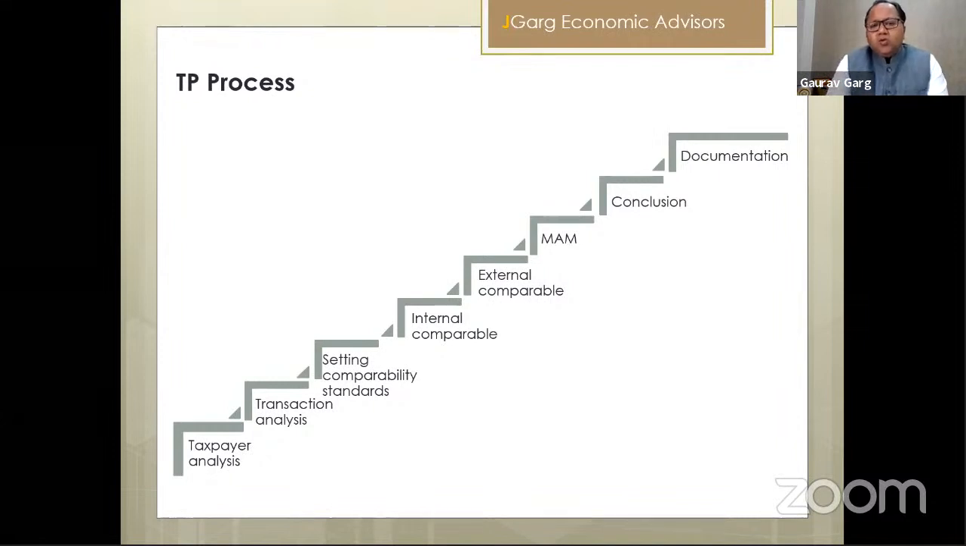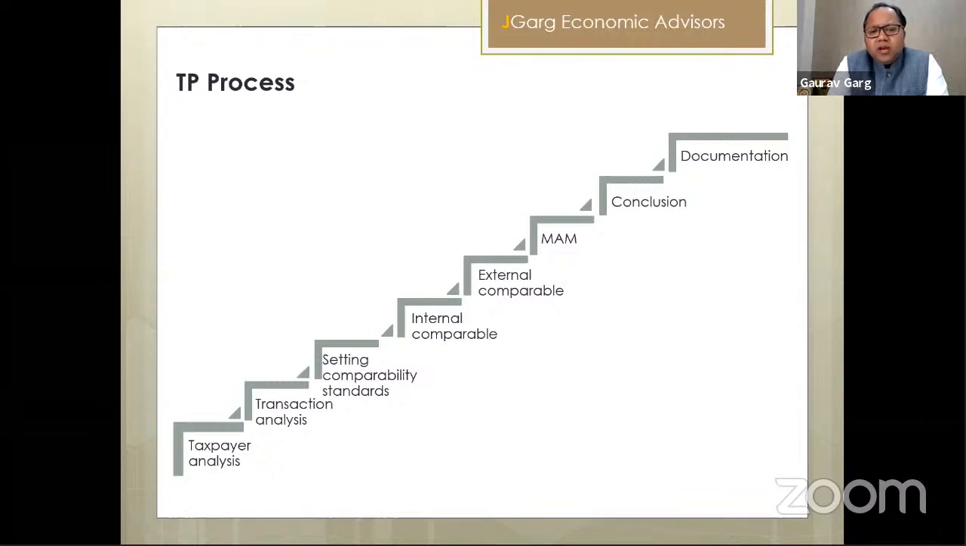Now, when it comes to comparability, we have broadly two kinds of comparables: internal comparable and external comparable. So these three steps, setting comparability standards, internal comparable and external comparable, are very much correlated. Each step is dependent upon the others, but somehow they are more mixed. So an internal comparable is something where you can find the data within the group.